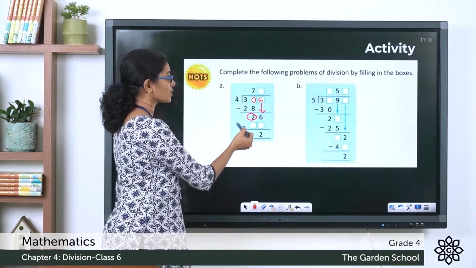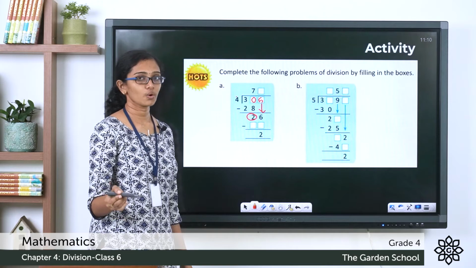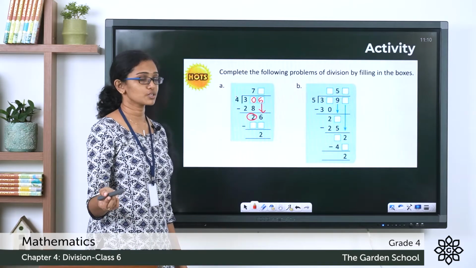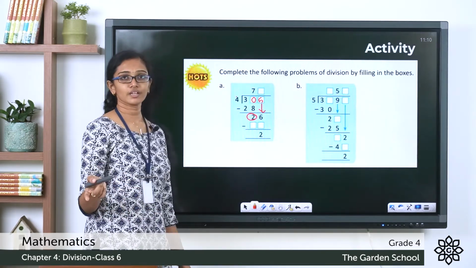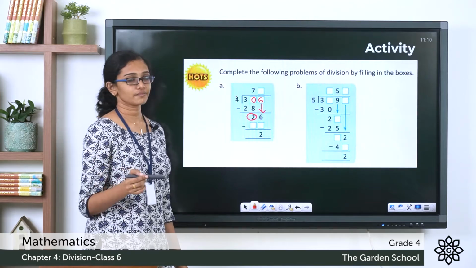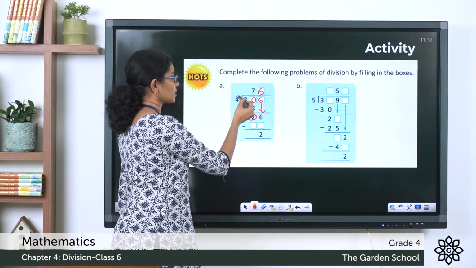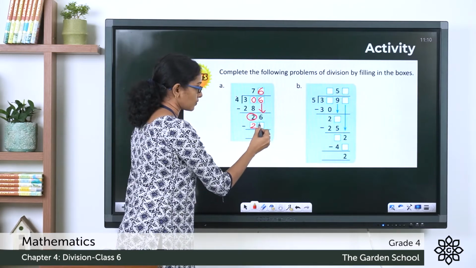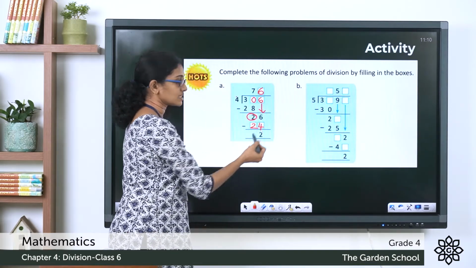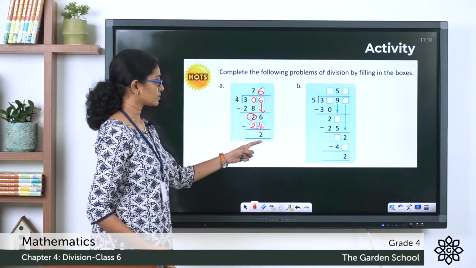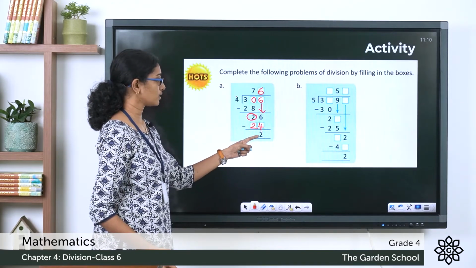So how many 4s will go in 26? 4 1s are 4, 4 2s are 8, 4 3s are 12. Like that it goes, and we know 4 6s are 24. So let's write that 6 here. Now 6 into 4 is 24. Now here we have the subtraction done. Subtract these two numbers, 26 minus 24, it is 2.